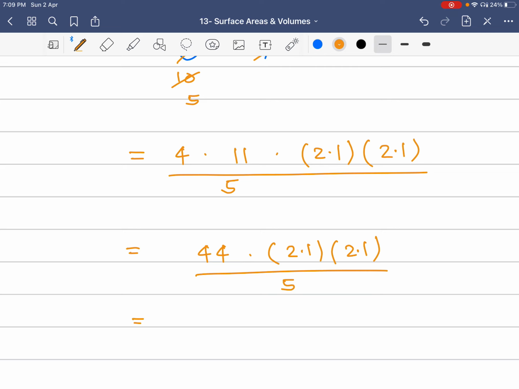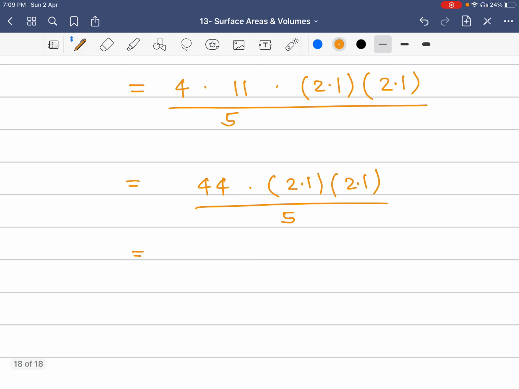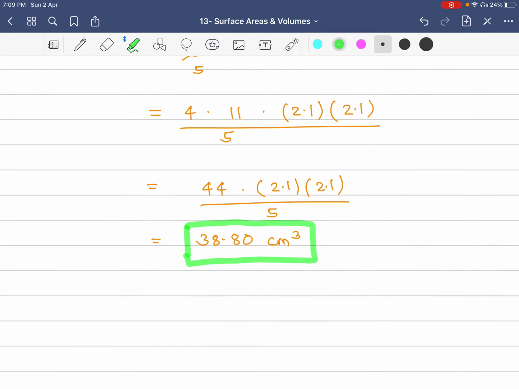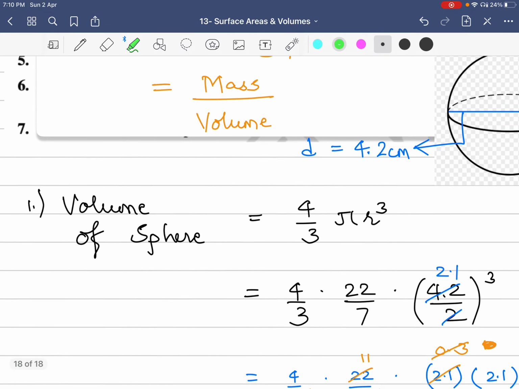Now we're going to use a calculator to find the value of this. The value comes out to be 38.8. So I'm going to write here 38.80 centimeter cube. The unit is very important. The unit is centimeter cube. I'm going to box it, 38.80.